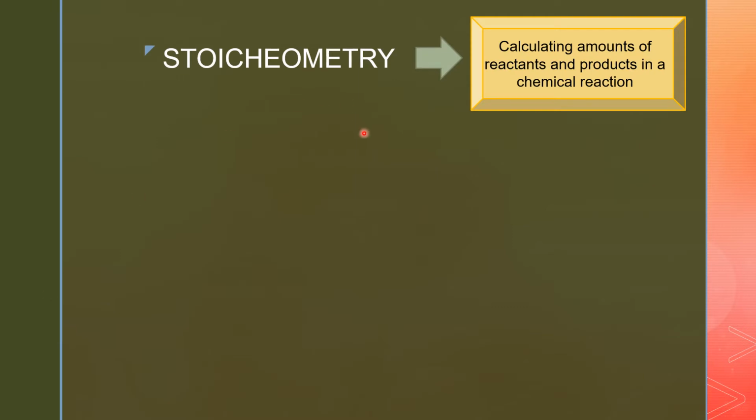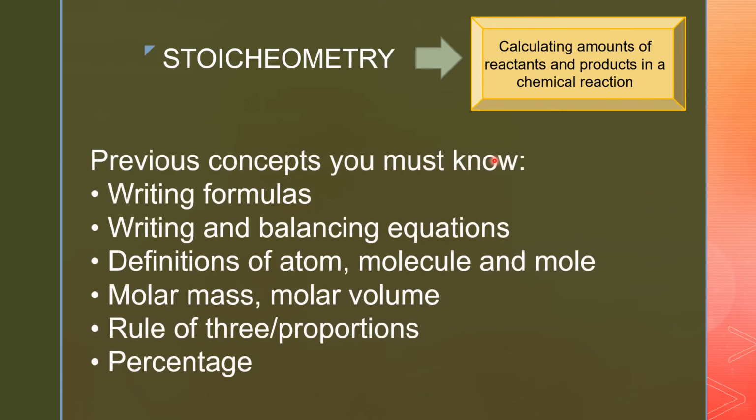What is stoichiometry? It's a method to calculate amounts of reactants and products in a chemical reaction. First, you must know some concepts like writing formulas of chemical compounds, writing and balancing equations, what's an atom, a molecule, and a mole, what is molar mass and molar volume. You must know how to calculate with rules of three and proportions, and how to calculate percentage.